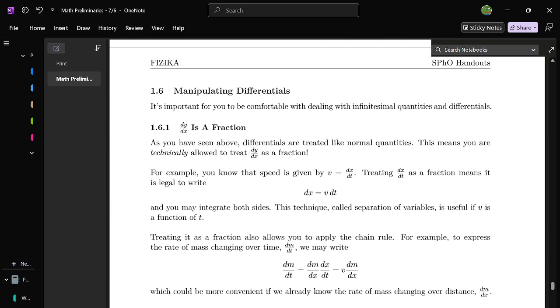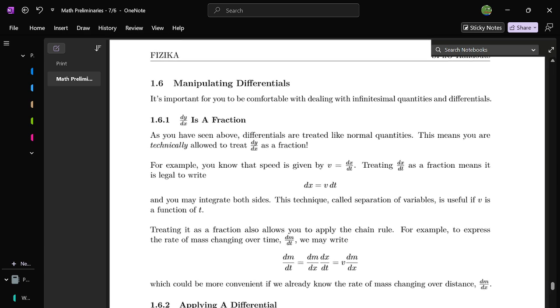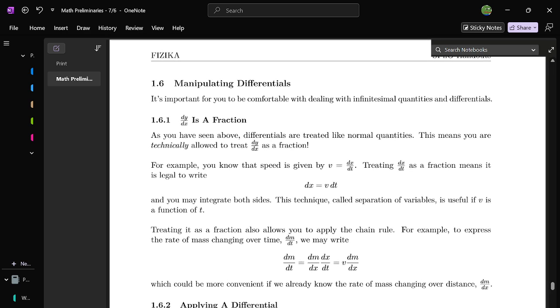Okay. And one last section that is not on that much math anymore. It's about manipulating differentials. Now, you have to be very comfortable with dealing with infinitesimal quantities and differentials when you're doing physics because they appear all the time. The first concept is know that dy dx is a fraction because we are treating differentials as normal quantities.